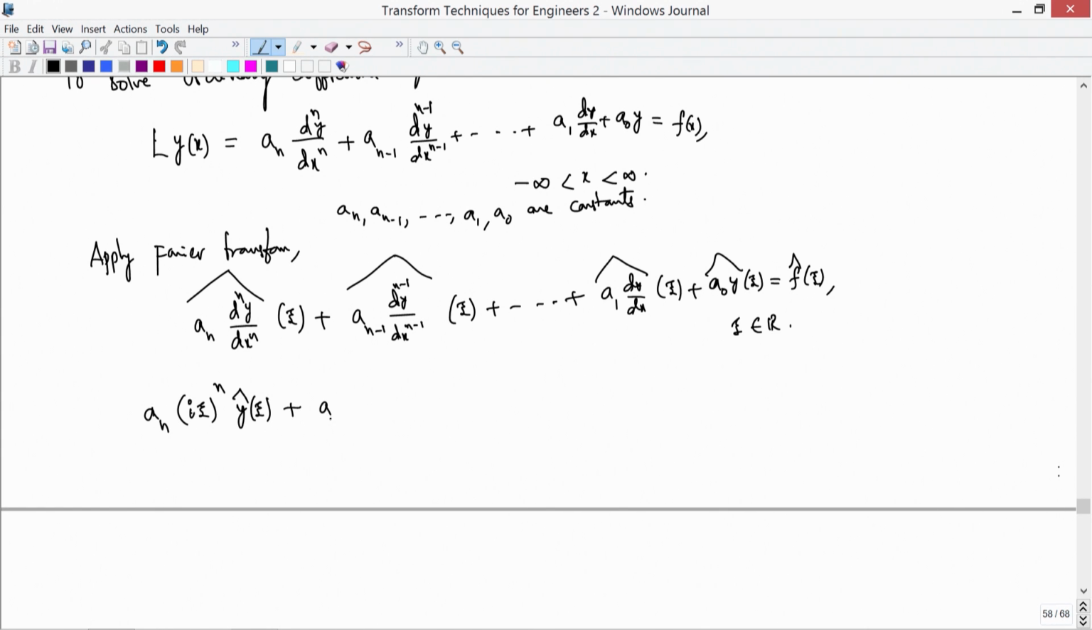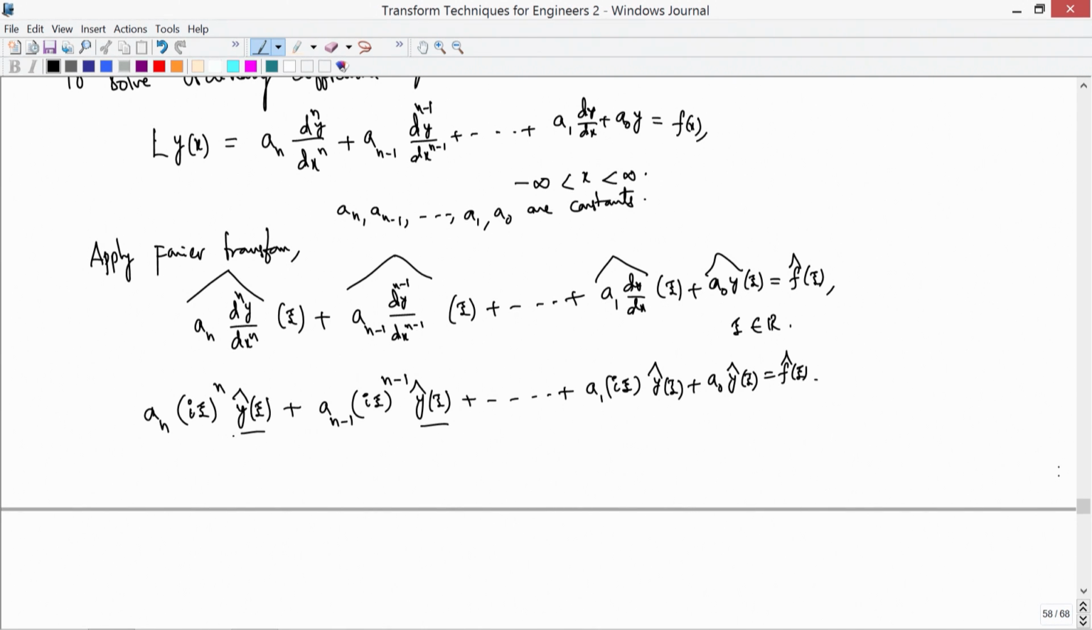So, you have a n minus 1, the constant comes out, (i xi) power n minus 1 into y cap of xi. So, you see that every time you are ending up only with y cap, the Fourier transform of y. And you get a1 i xi into y cap of xi plus a naught y cap of xi, which is equal to f cap of xi. This is what you get.